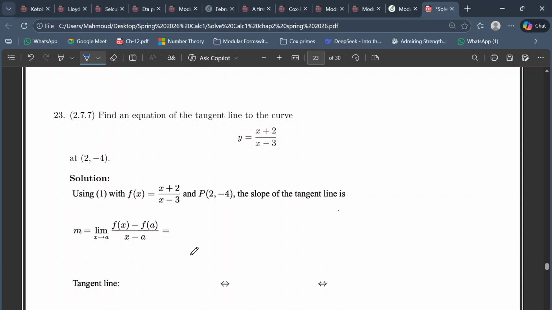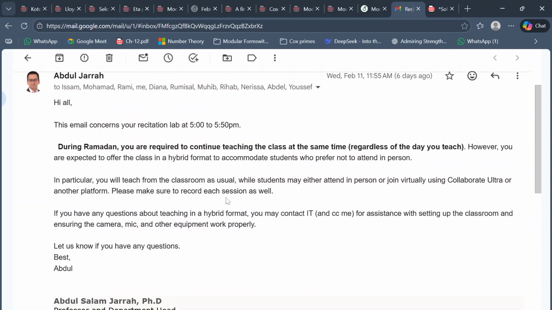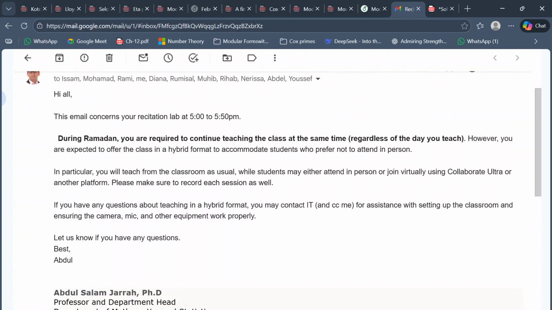Let me show you again the email about Ramadan. It's here. During Ramadan you are required to continue teaching the class at the same time, regardless of the day you teach. However, you are expected to offer the class in a hybrid format to accommodate students who prefer not to attend in person. In particular, you will teach from the classroom as usual, while students may either attend in person or join virtually using Collaborate Ultra or another platform.